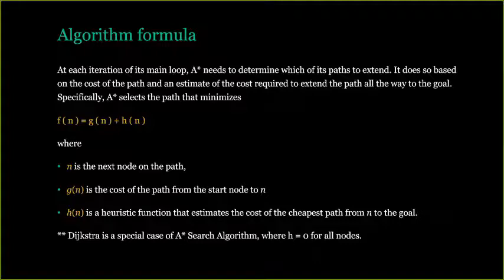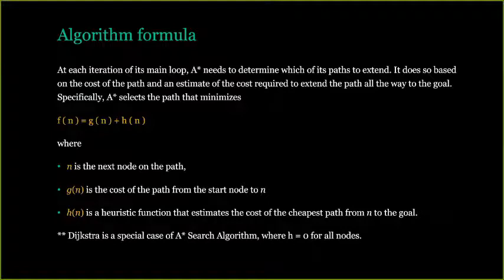And as a side note, we should mention that Dijkstra is a special case of A-star search algorithm, where h is equal to 0 for all nodes. So basically, in Dijkstra's algorithm, all you're estimating is the cost of traveling from the current node to the next one, and you're not taking into account the cost of traveling from the node you chose to the goal one.